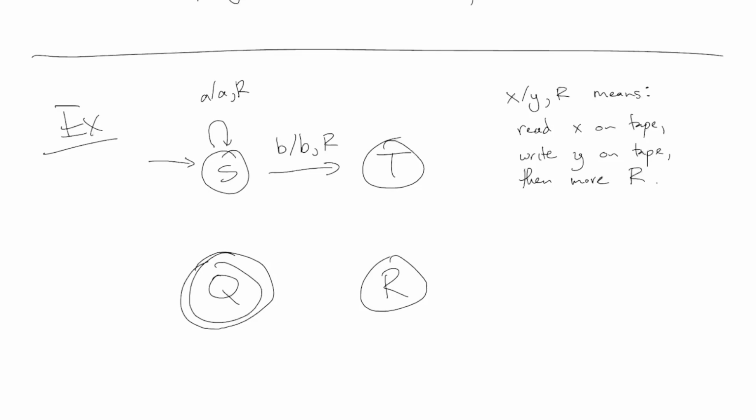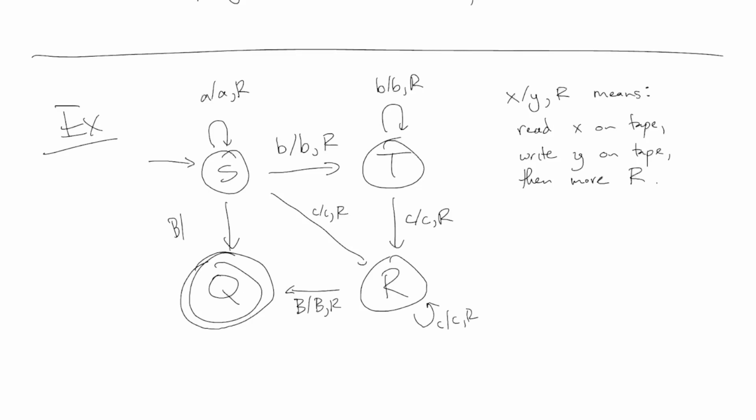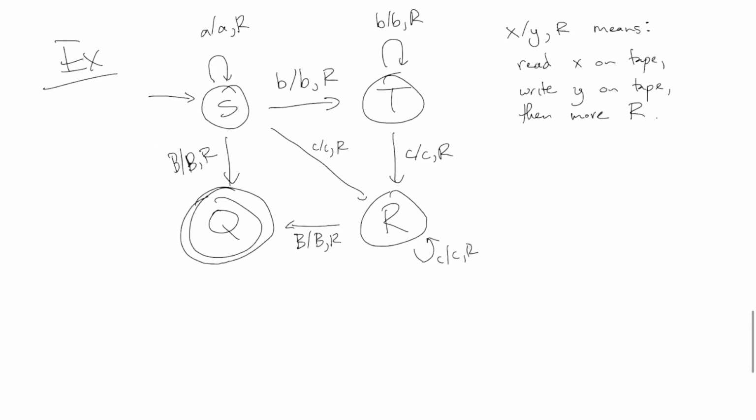So here I have a looping edge, A/A, R. Actually, this particular machine is fairly simple in that all of its moves are to the right. It never moves to the left. This one here on T, I have B/B, R. T going down to R, this is going to be a C/C, R. I have a diagonal S to R with a C/C, R. And then I have a loop here, C/C, R. An edge across, blank/blank, R. From S, I can do blank/blank, R also. And then there's a big arrow from T, another diagonal, which I'll draw on the outside. T to Q, blank/blank, R. That's it.